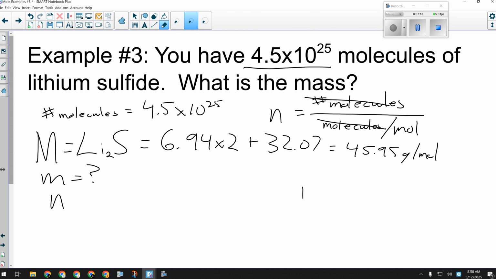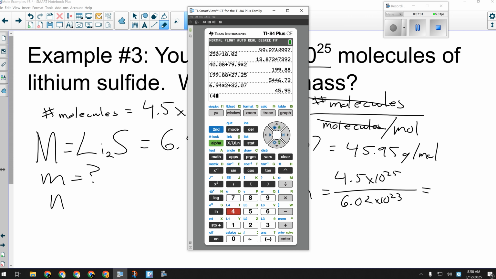So I'm going to take this and n will equal 4.5 times 10 to the 25 divided by 6.02 times 10 to the 23. That's going to get me a nice small number, well, smaller than those. Then I can use that for n. So 4.5, 25, divided by 6.02, 23.